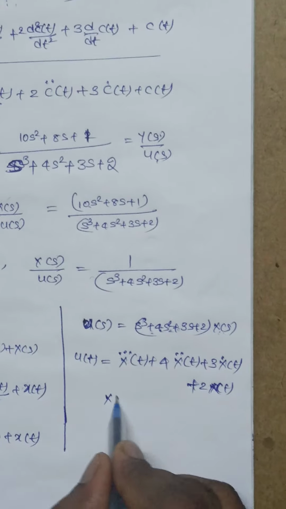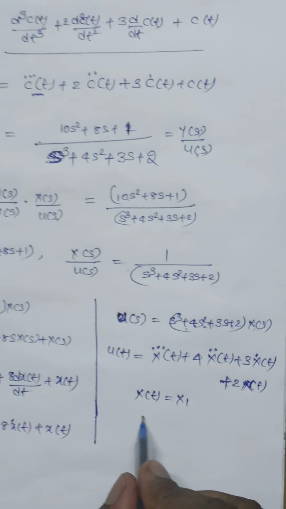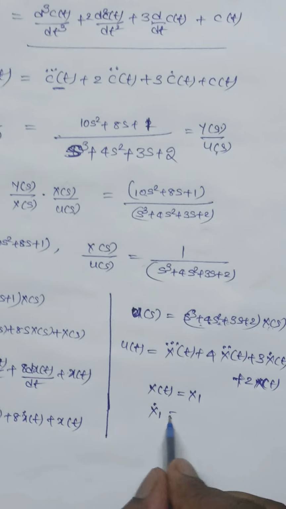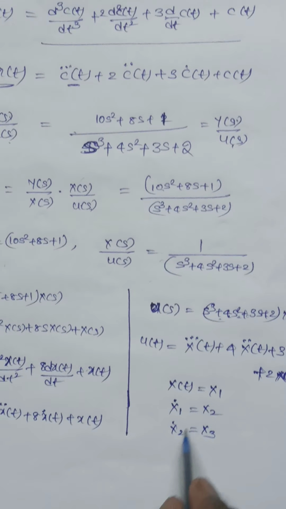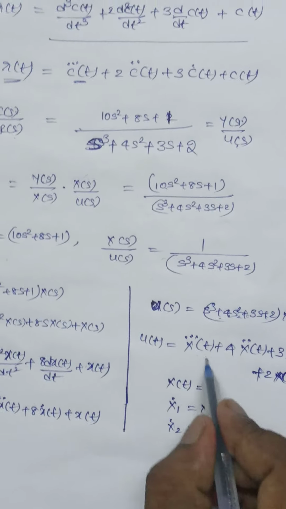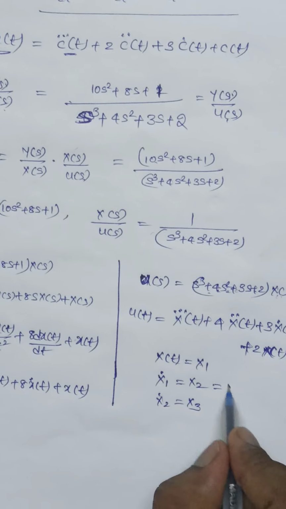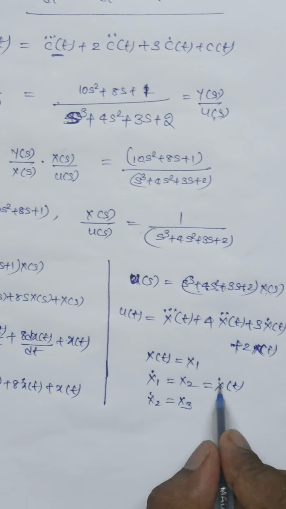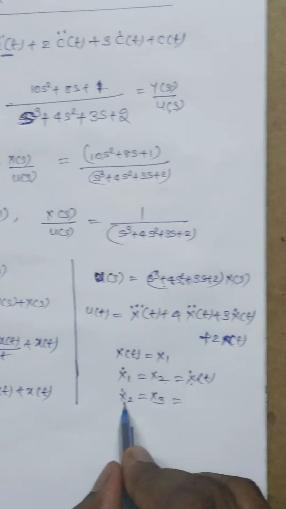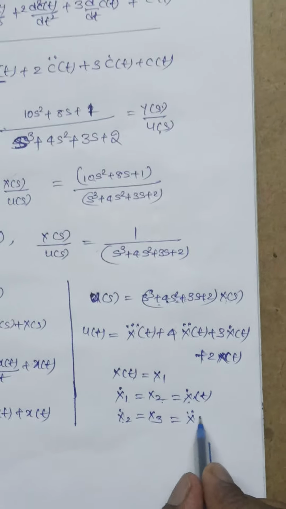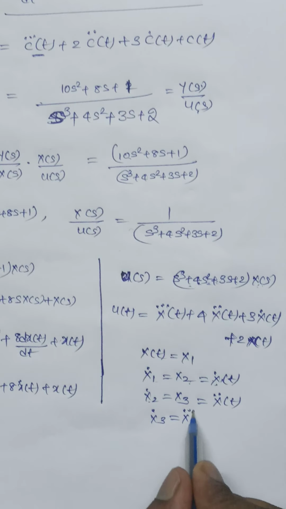So you write x of t is equal to some x1. So x1 dot is equal to x2, x2 dot is equal to x3. x1 dot is equal to x2 means x dot of t, x2 is nothing but x dot of t, x2 dot is nothing but again x double dot of t. So x3 dot is equal to x triple dot of t.